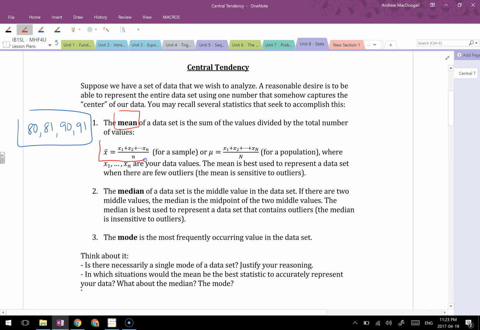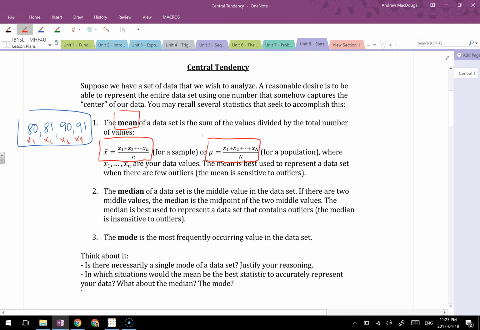Sometimes we use this formula where if you have data points x1, x2, x3, and x4, so n in this formula is the last number of your data points. You add them all up and you divide by the number there is. And we use a little x with a bar over it. Or sometimes we use mu, the Greek letter, to represent our mean.